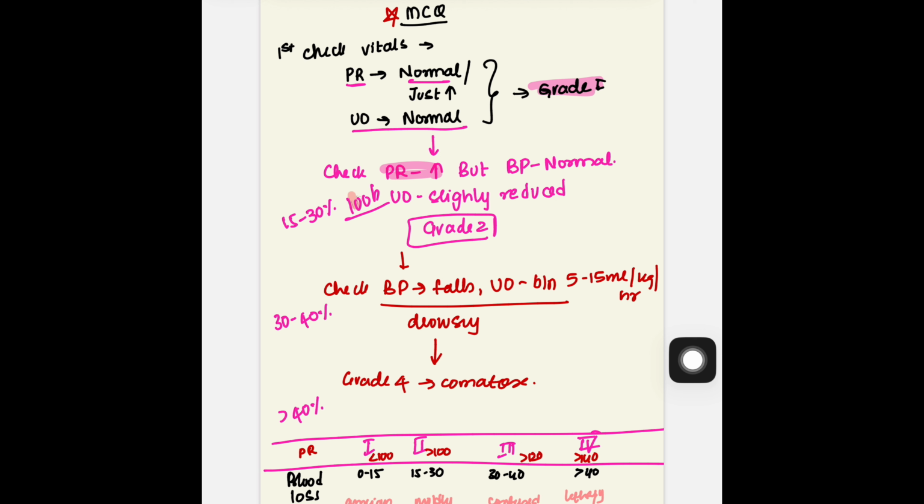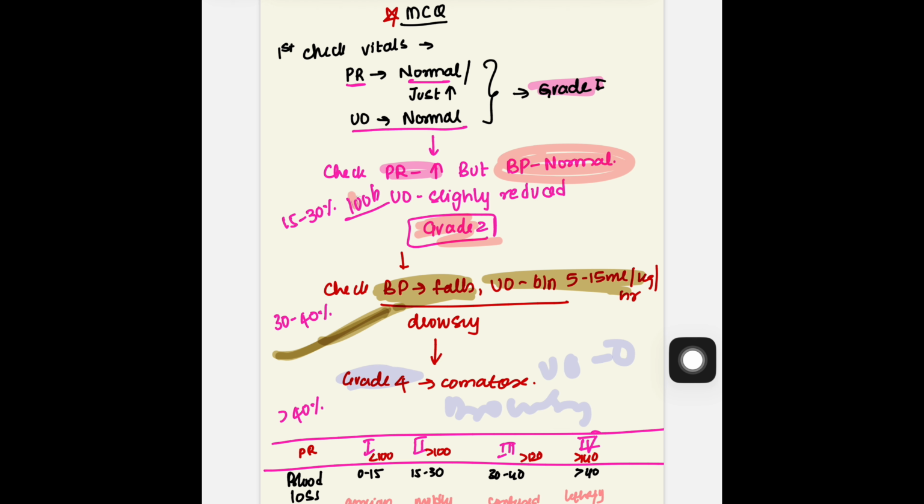But BP is normal, BP is maintaining. Then it's grade 2. Imagine the BP starts falling. Then it's grade 3. If BP starts falling and urine output starts falling, it's grade 3. So if urine output is 0 and the patient is getting drowsy, it's grade 4. See how beautifully it is. Pulse rate normal, urine output normal, nothing to worry. Pulse rate is slightly increasing and urine output slightly decreasing, but BP normal, it's grade 2. BP falls, it's grade 3.